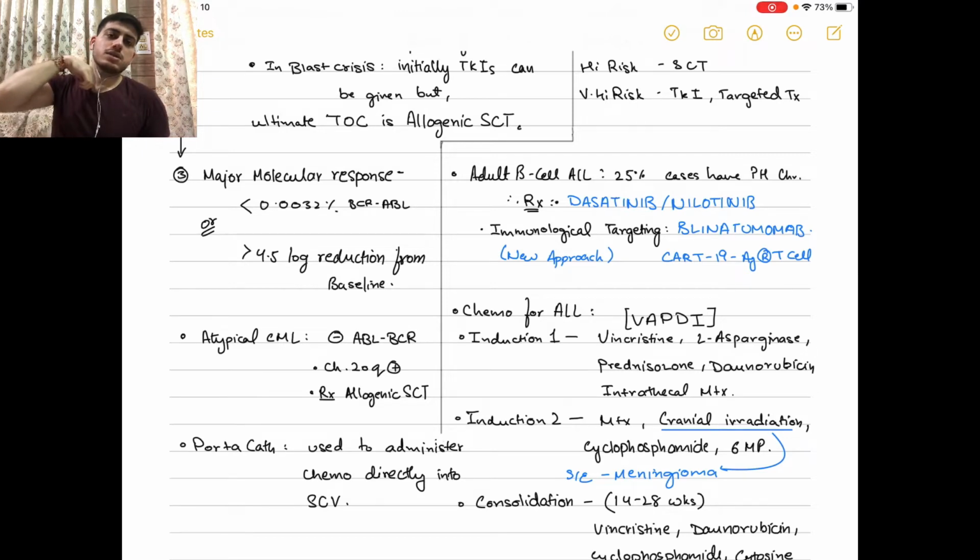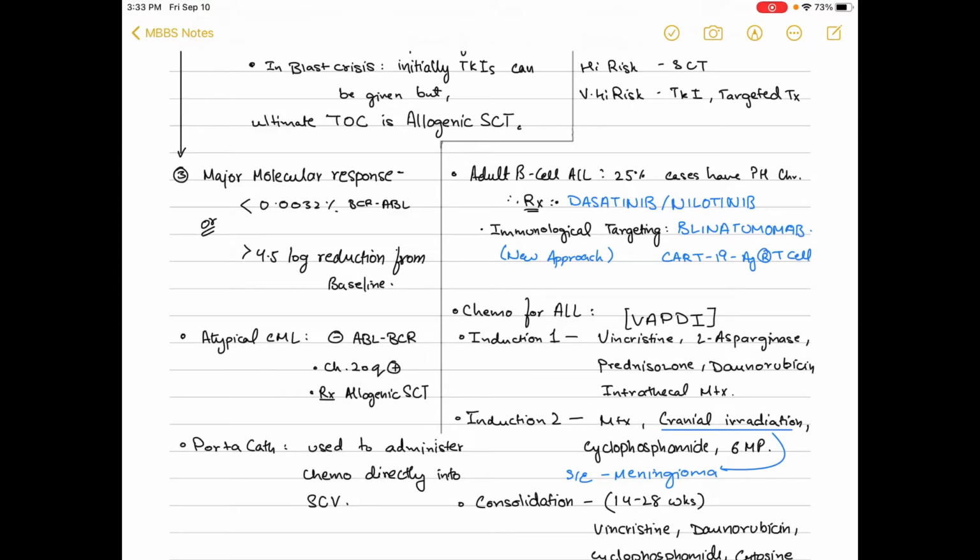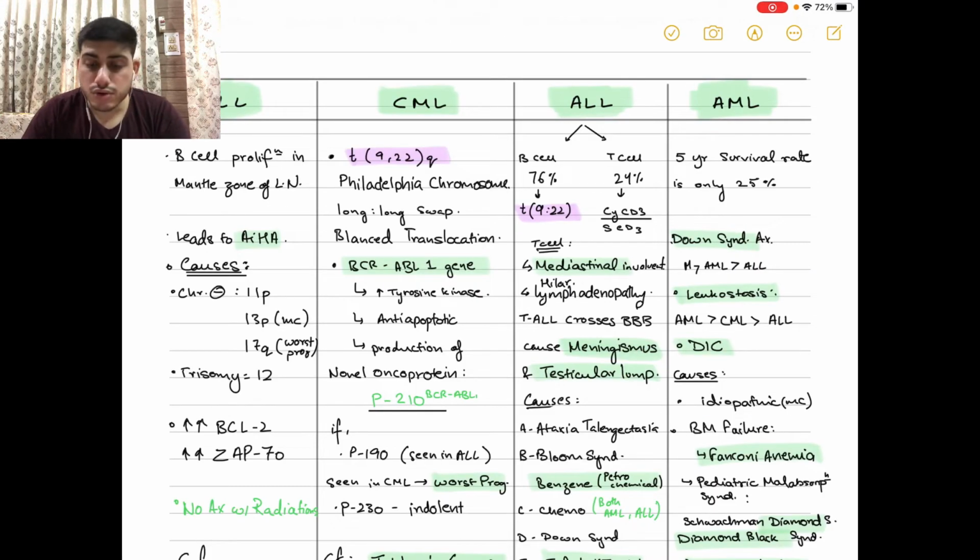So the port-a-cath is directly, the injection is in the subclavian vein. Later you put your chemo here at that attachment, and then it injects in the subclavian vein itself. All right, so we read about CML.